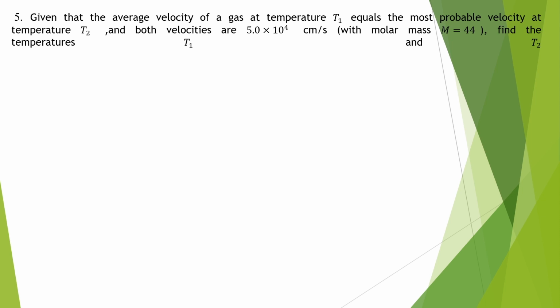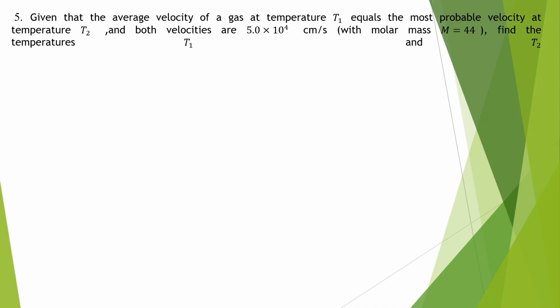It says, given that the average velocity of a gas at temperature T1 equals the most probable velocity at temperature T2, and both velocities are 5 times 10 to the 4, with the molar mass of 44. Find the temperatures T1 and T2.